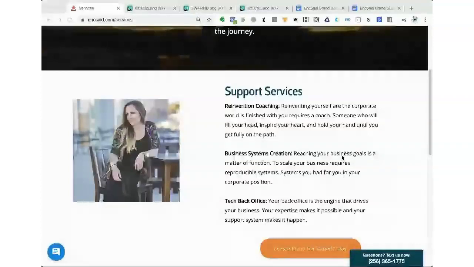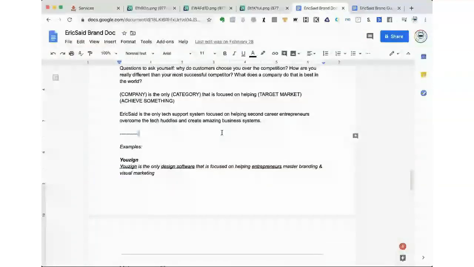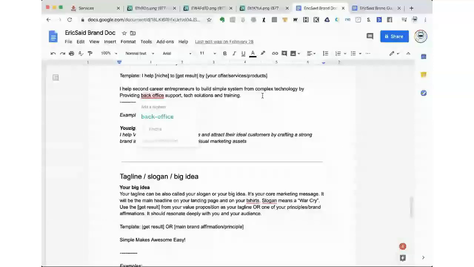Now, I've already addressed those. One of the ways that we do that is through coaching and training. And we build systems and we provide office support. Right? Those are in this document. Right here. Right? And right here, complex technology by providing back office support, tech solutions, and training. Are you with me? That's the reason why these are so important.